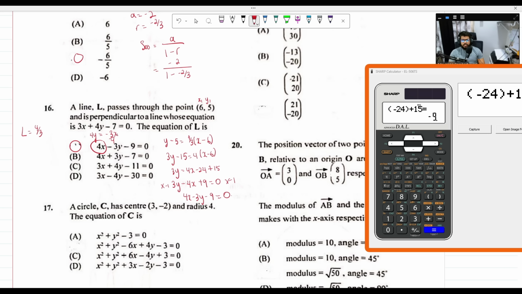Now what they should have done, they should have given us another option with -9 in the mix. They should have. But oh well.